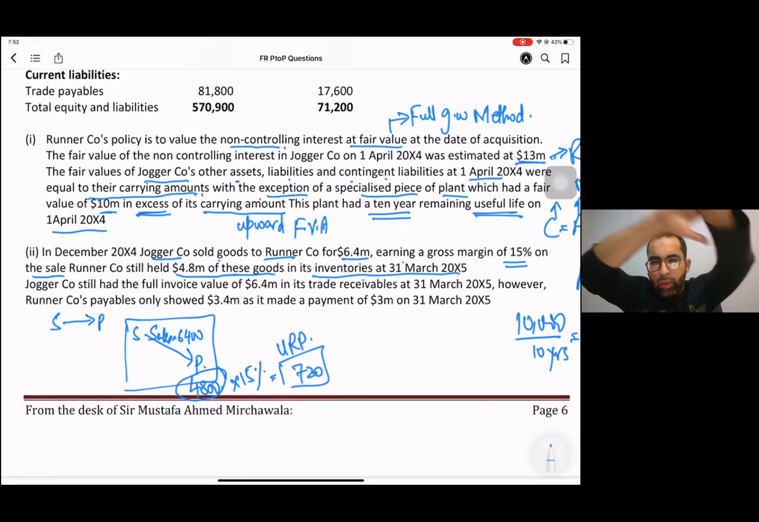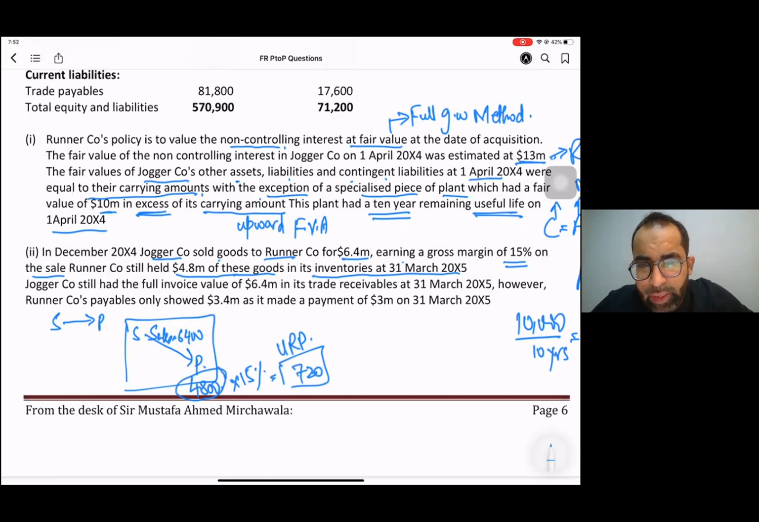Now, this is an S to P sale of inventory, URP is there, and it is a balance sheet question. You remember the steps? Let's think together. When this is an S to P sale, that means URP is booked by S company. So it is included in S company's profits, S company's retained earnings. So you need to remove this URP from S company's reporting date net assets packet.